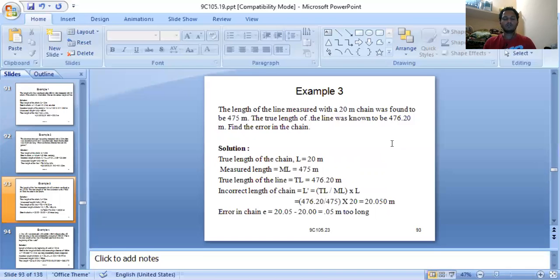We already know true length is equal to L dash by L into measured length. True length is given as 476.2 meters. Measured length is 475. L dash we have to find out. L value is 20. Here, when you find out L dash value, it is 20.05 meters, which is 0.05 meters too long than the standard. Therefore, error in the chain is 0.05 meters. In this way, we can calculate the error in the chain when measured length and the true length of the chain is given.